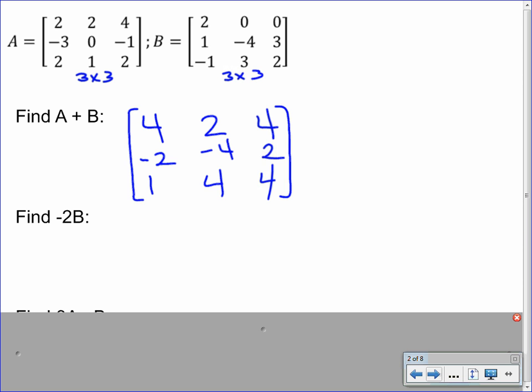Negative 2B. What happens when we have a scalar? Every entry gets multiplied by the scalar. So in this case, we have negative 4, 0, 0.